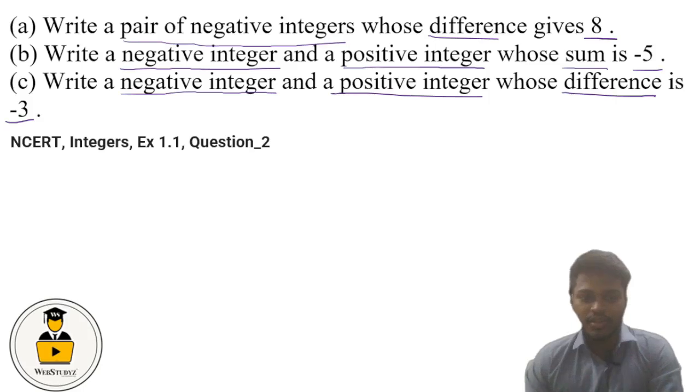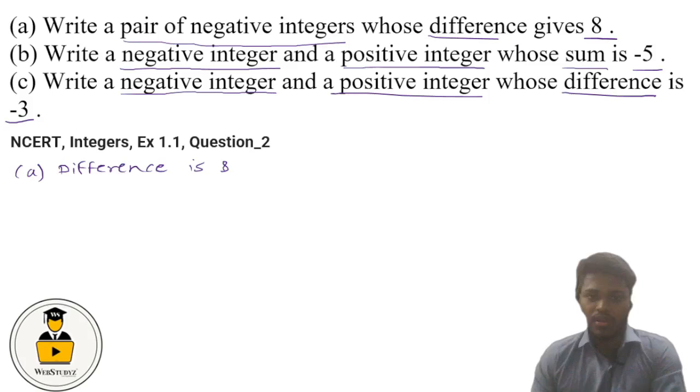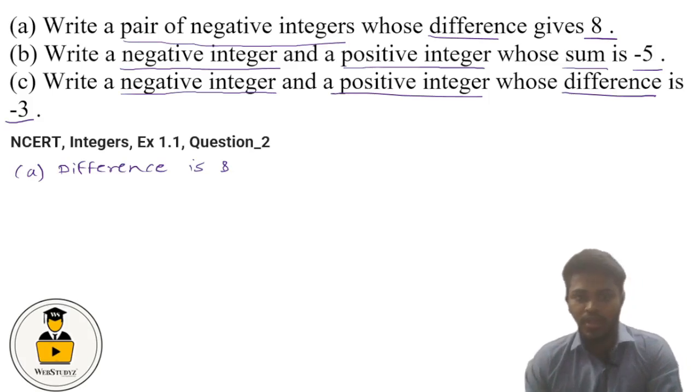So let us consider the first example where we want a pair of negative integers which will give us a difference of 8. So we want the difference to be 8, and we want both the integers to be negative. Let us consider the first pair of integers to be minus 4 and minus 12.